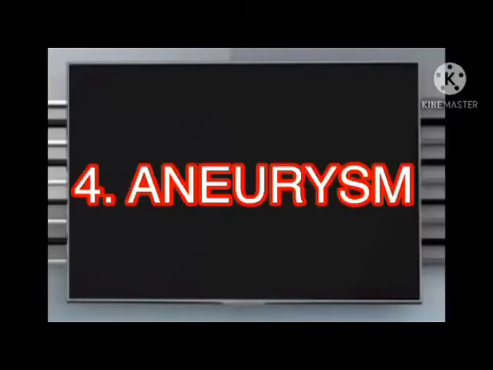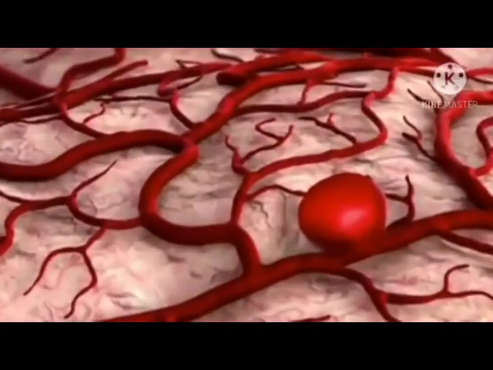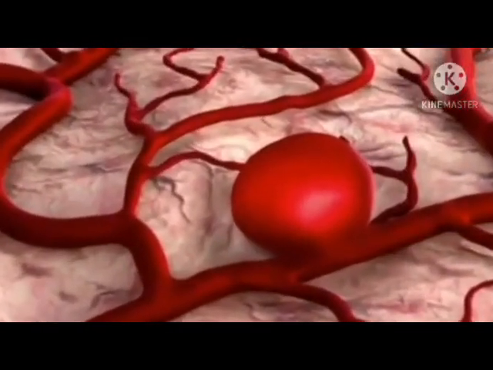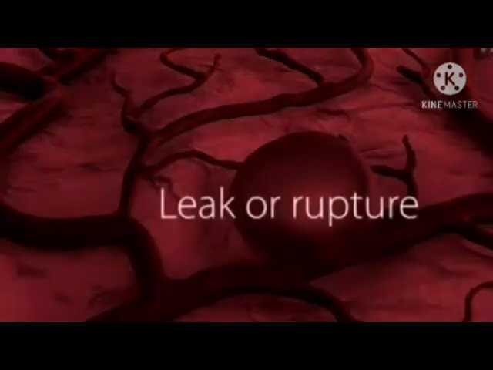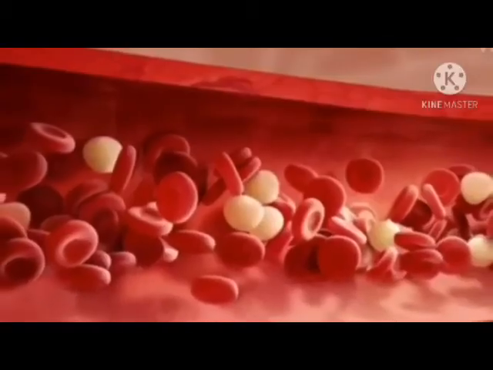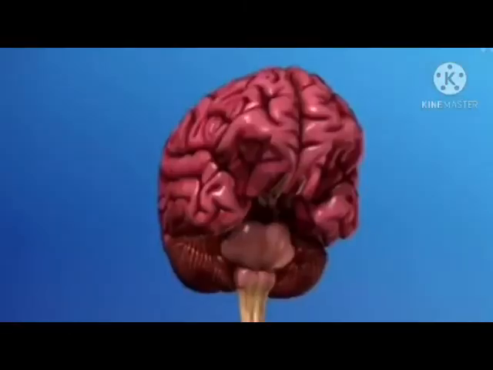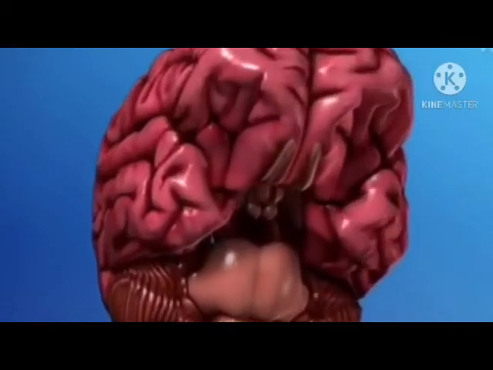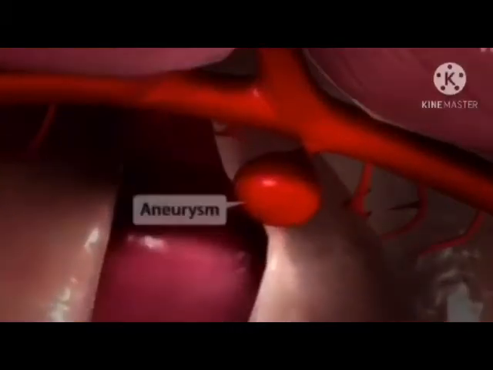Number 4, aneurysm. A brain aneurysm is a bulge that forms in the wall of a weakened artery in the brain. An unruptured aneurysm usually causes no symptoms. In rare cases, aneurysms can grow big, leak, or explode. Bleeding in the brain, also known as hemorrhagic stroke, is very serious and requires immediate medical care. Aneurysms often develop at the base of arterial branches in the brain because the arteries are weakest at these points. It's also possible to have a blood vessel defect at birth.